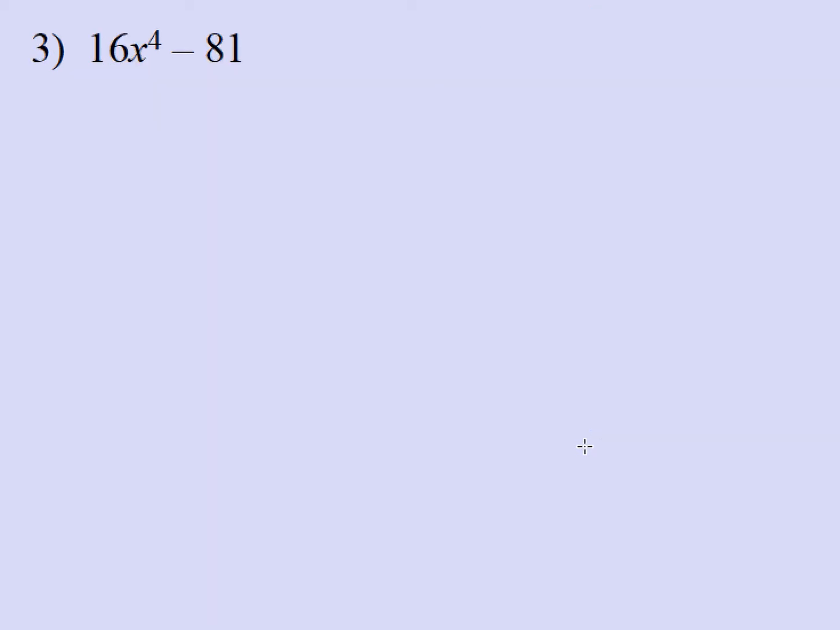Problem 3. Okay, now this is going to be a little bit of a trickier problem. Okay, different presentation. These are still perfect squares. This is going to be 4x squared plus 9 and 4x squared minus 9. Okay, 4x squared times 4x squared is 16x to the 4th.